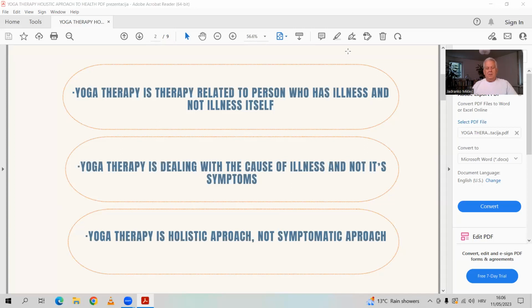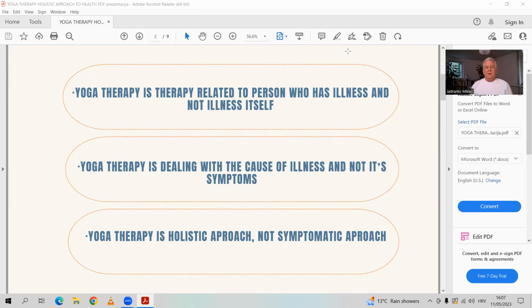But originally, in the yogic concept, the therapy is always related to the person. So in yoga therapy, we are not treating the illness, but we are treating the person who has that illness. So we are not dealing with the illness itself. That's why in yoga therapy, there is no such approach that we can specify certain illnesses and then make some manual related to the yogic practices which will be handling those illnesses.